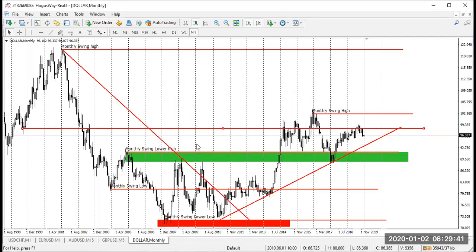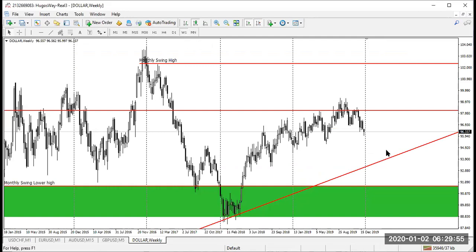I'm not necessarily going to label that anything. I just want to highlight that line shot horizontally across the board. Now I want to go down to the weekly. Notice how that line I just drew is right here.